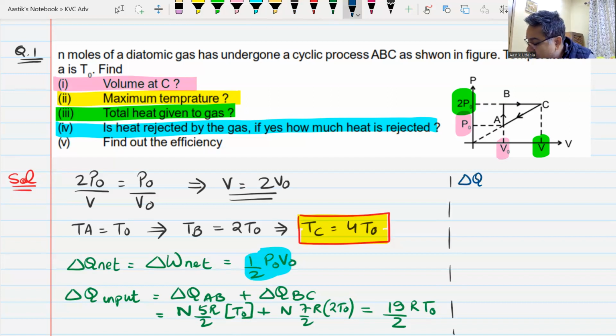So heat output, if I write it, this will be 19/2 total heat minus net heat. 19/2 minus half. It will be minus 9 R T naught. Do we understand this? Yes.